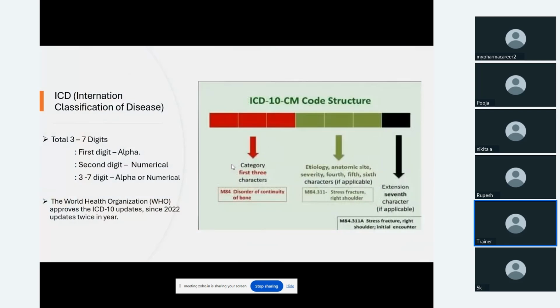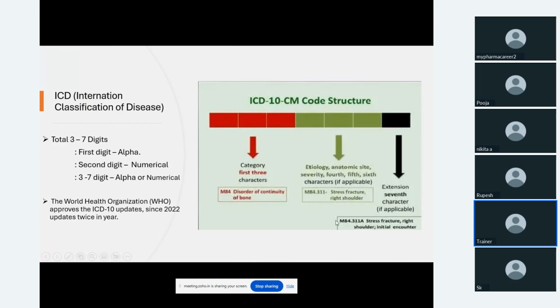So next will be ICD. As we said, ICD is for diagnosis. We took one example for ICD: if you go to the doctor and tell them you have a fever, they will provide a diagnosis. So this is the code for a diagnosis. There will be 3 to 7 digits. The first digit will be alpha, the second digit will be numerical, and the third to seventh digits will be alpha or numerical. Again, this ICD is approved by WHO. And since 2022, ICD is also getting updated twice a year. So this is the basic information about ICD.